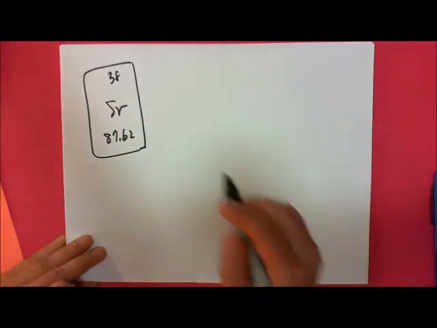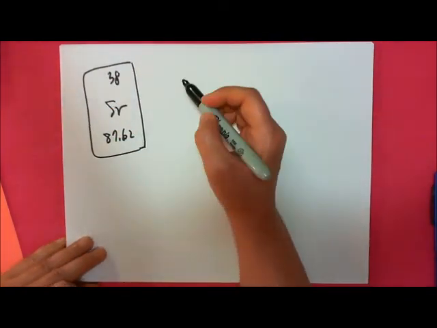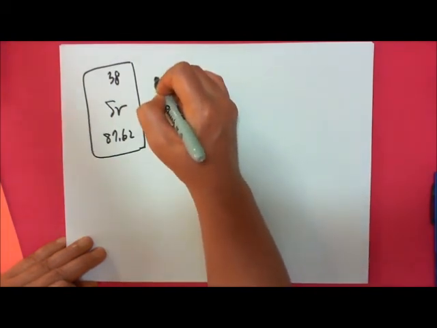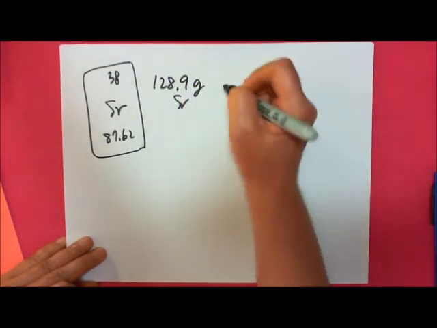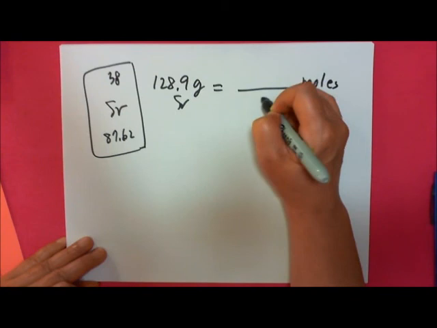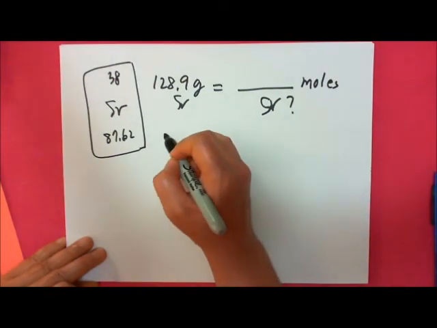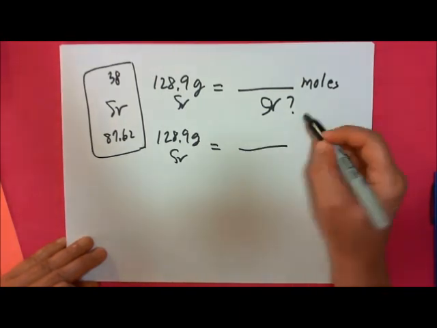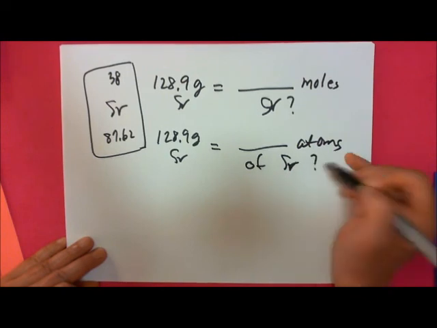And then I can ask the question, if I have 128.79 grams of strontium, how many moles of strontium do I have? I can ask that question, and then I can also ask, for 128.9 grams of strontium, how many atoms of strontium do I have?